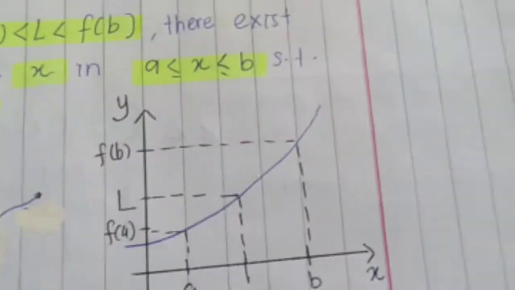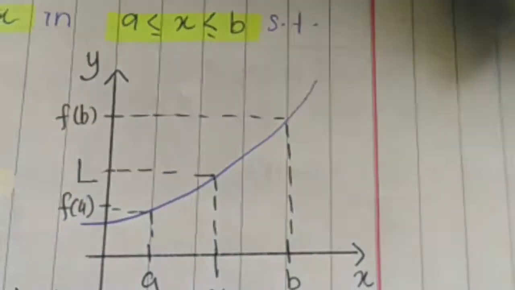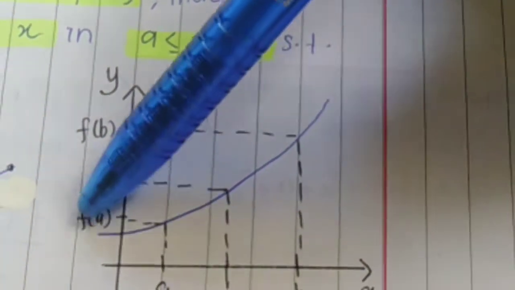Alright, for the next example, I use a different shape of graph. For this graph, I have a and b, a less than b, and f(b) greater than f(a). I choose one L here and read here. So L is equal to f(x).